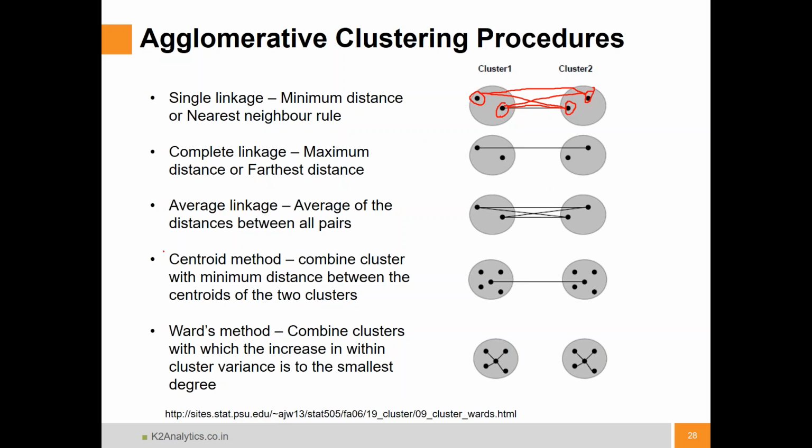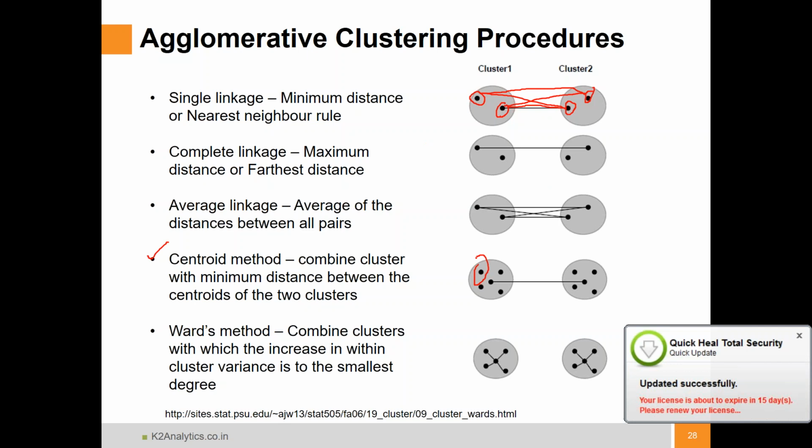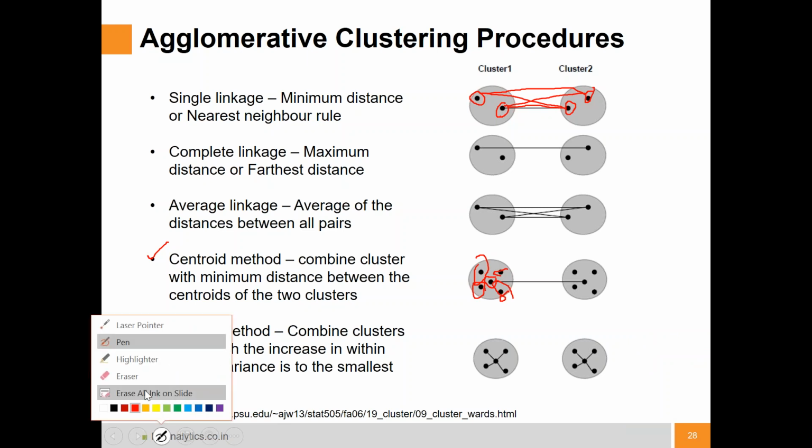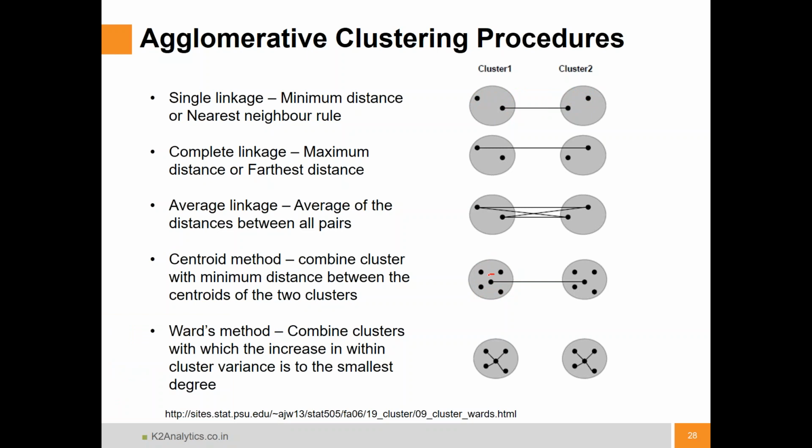In centroid linkage, what you do is, basically, these are the four dots which are part of this cluster. These are the four elements which are part of this cluster. You first compute the centroid of all of them. Once you have computed the centroid of this cluster, similarly you compute the centroid of the other cluster and then compute the distance between the centroids. And that is the distance between the two clusters.